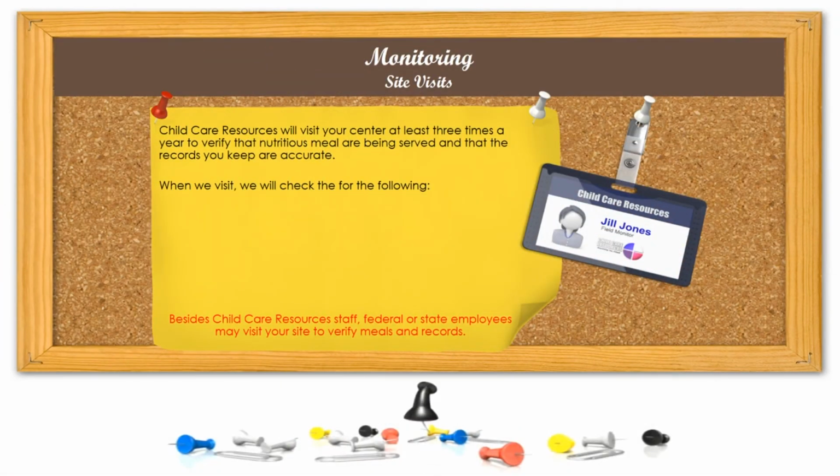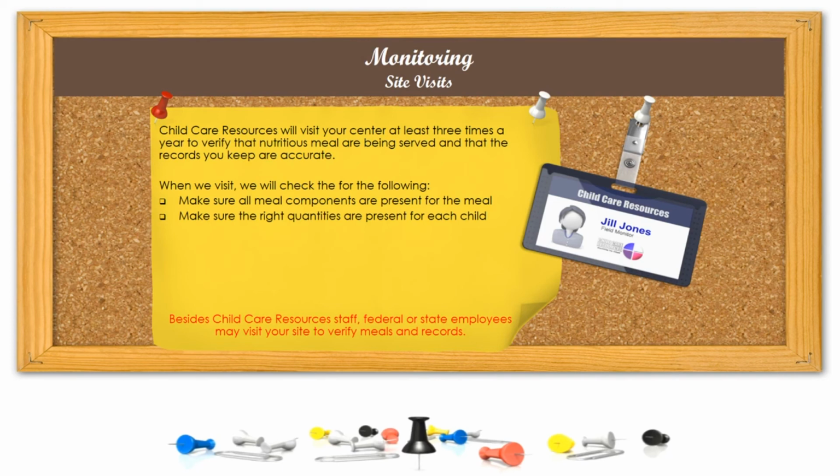Child Care Resources will visit your center at least 3 times a year to verify that nutritious meals are being served and that the records you keep are accurate. When we visit, we will check for the following. We will make sure that all meal components are present for the meal, all of the right quantities are present for each child, and that every child is provided a meal.